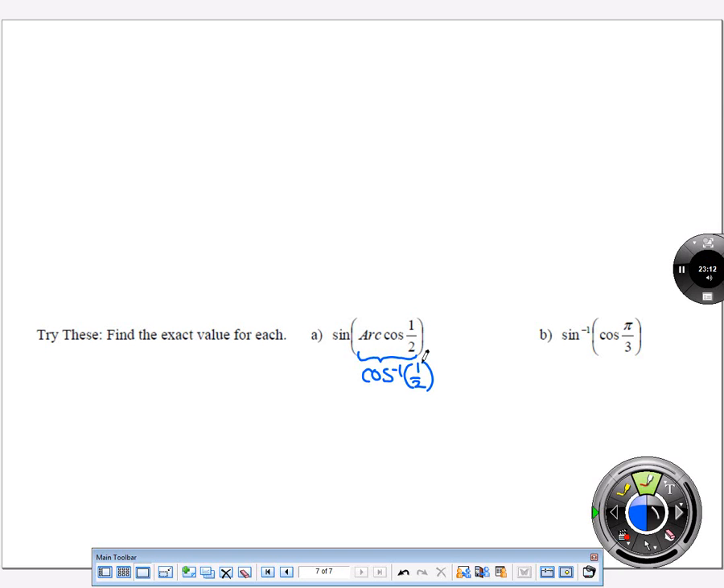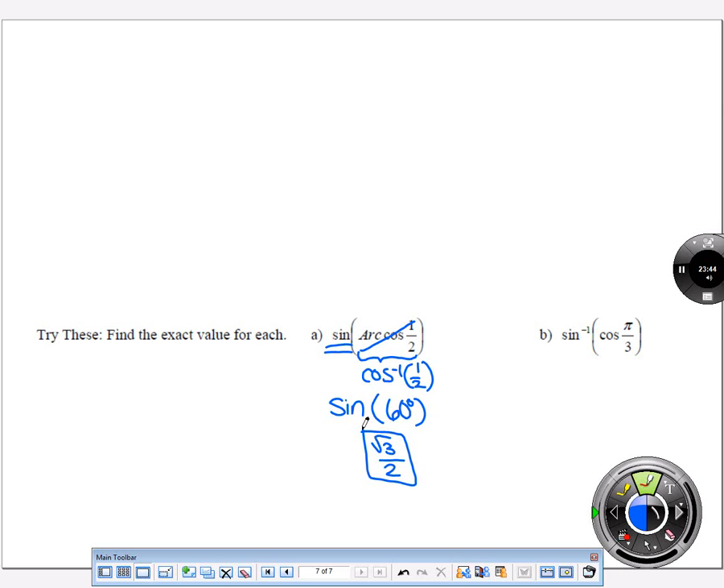So 1/2 is associated with which angles? 60s and 30s, right? Is it 30s or 60s that have the cosine that's equal to 1/2, the x coordinates? 60s, okay? So this is going to be 60. So that has figured out this part of the problem right here, okay? Which means now we need to do this. Now, what is the sine when you're at the 60-degree location? Rad 3 over 2. Good.